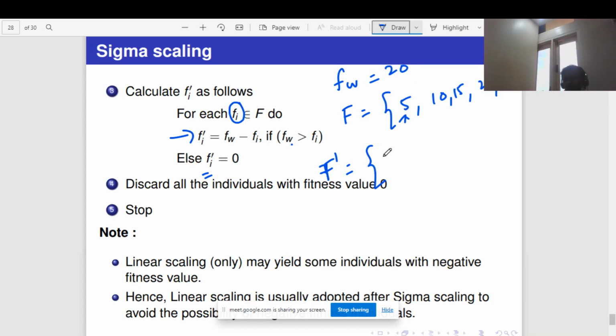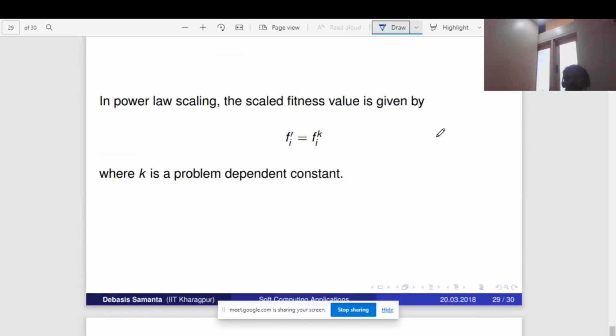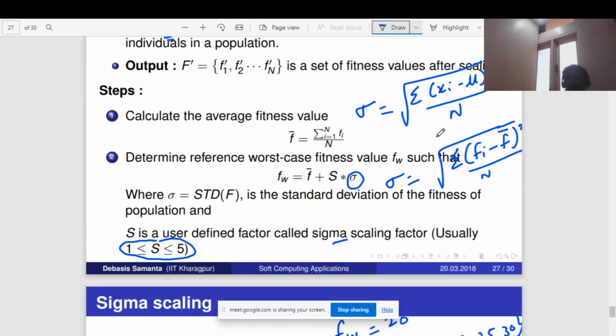So the first case is Fw greater than Fi. What will be f1 dash? 15. Second case, is it greater than? Third case, fourth case. Okay, like this we can get f dash, right? So these are the scaled values. It is expected that it will move towards the global maximum. So that's it about the second scaling technique, which is sigma scaling.